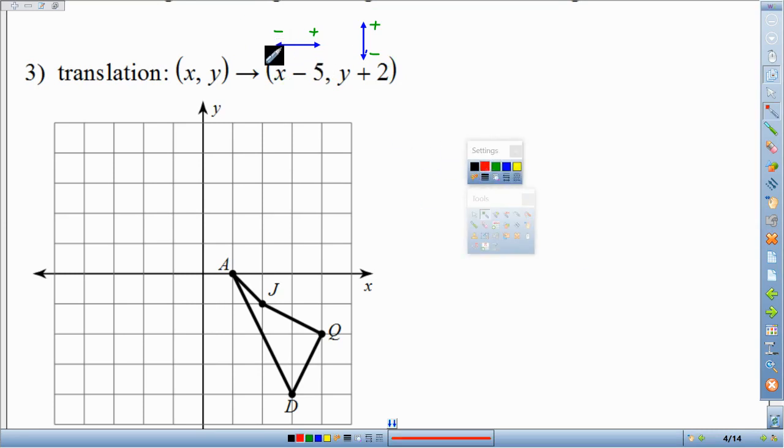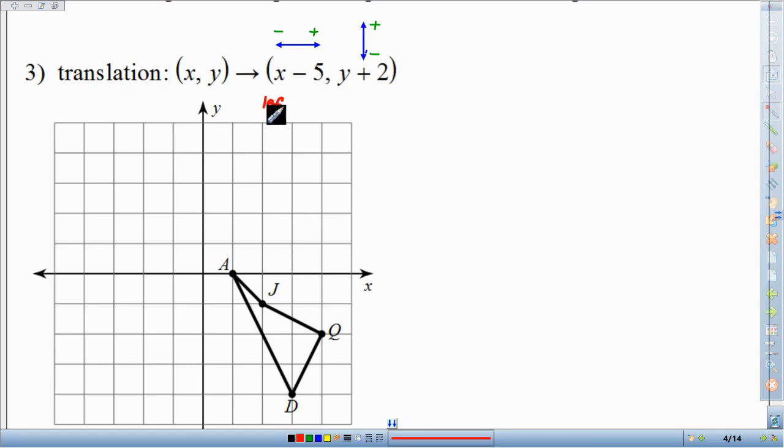Here's what I know this is saying now. If I'm subtracting 5 units, that means I'm going to the left 5, and if I'm adding 2 units to my y, that means I'm going up 2. And there it is. We can do the same thing that we were doing on our last problem. So let's go ahead and translate these points.